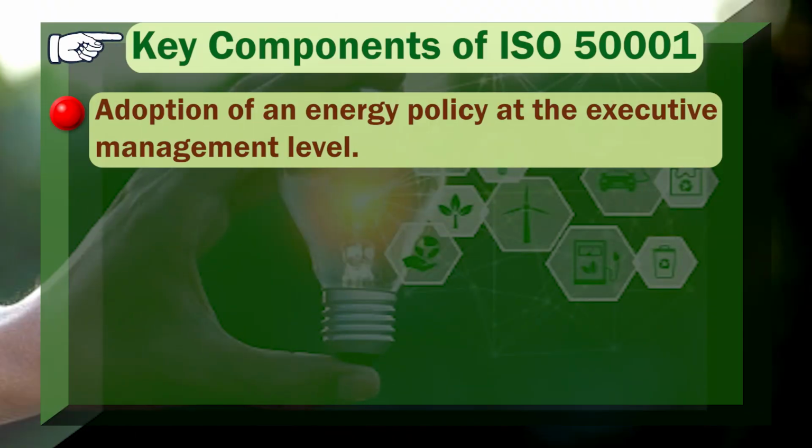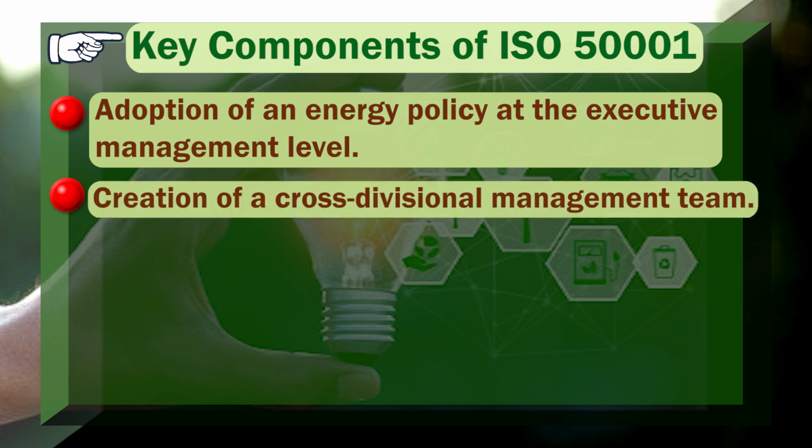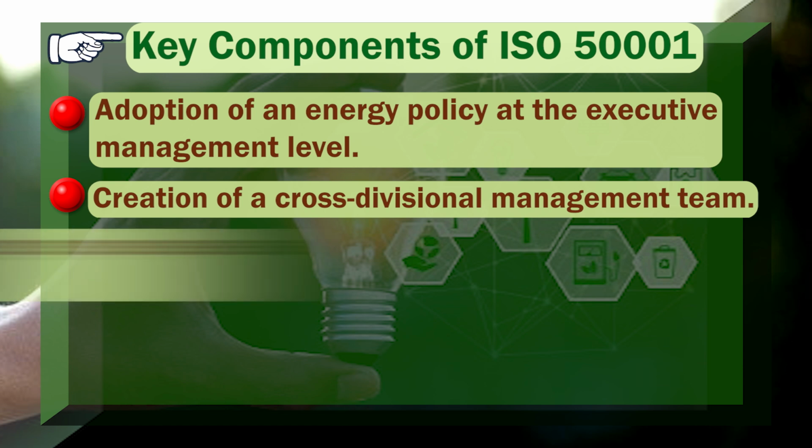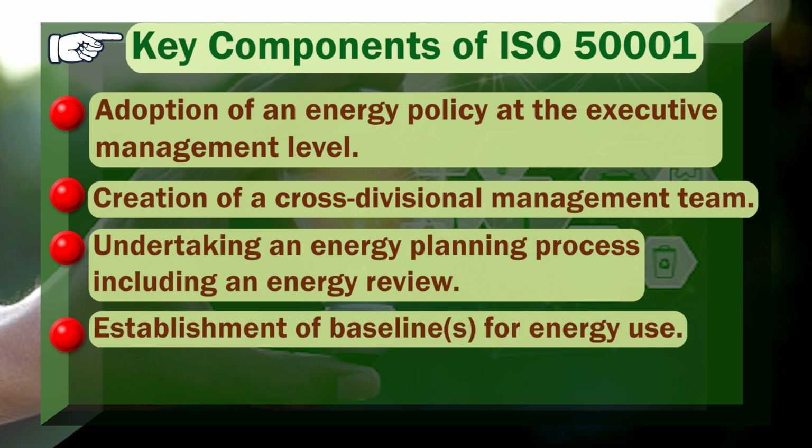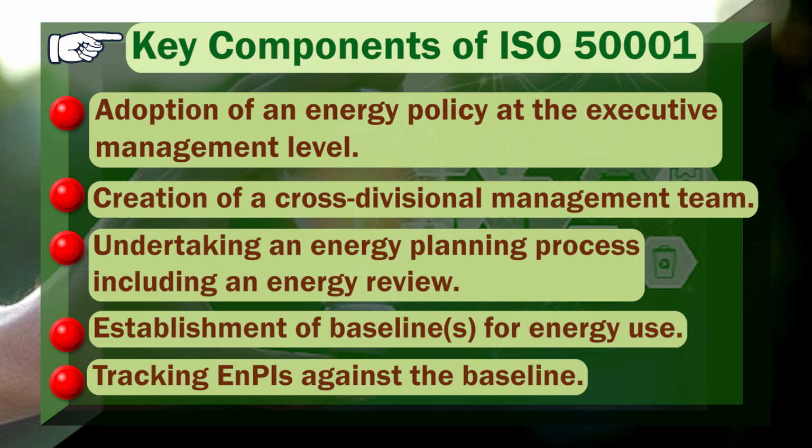Key components of ISO 50001. ISO 50001 outlines several key components for effective energy management. These include adopting an energy policy at executive management level, creating a cross-divisional management team led by a representative who reports directly to top management, undertaking an energy planning process that includes an energy review, establishing baselines for organizations' energy use, and tracking energy performance indicators against these baselines to measure progress.